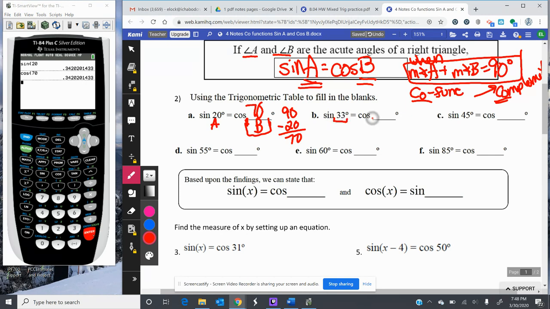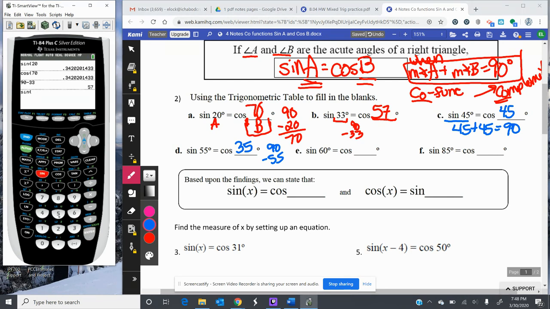Sine of 33 would equal cosine of 90 minus 33, which is going to be 57 degrees. So that pattern kind of forms here. Sine of 45 would equal cosine of 45. 45 and 45 add to 90. Here, when we take 90 subtract 55, I think you guys get that, it's cosine of 35. So if we tested that, again, sine of 55 degrees is just a decimal equivalent, and it equals cosine of 35 degrees.